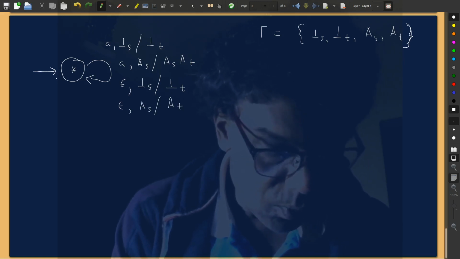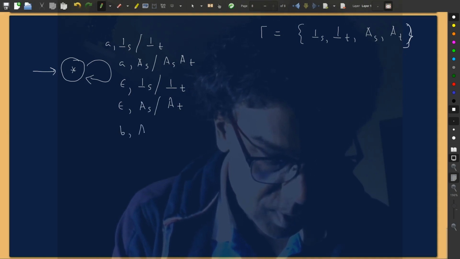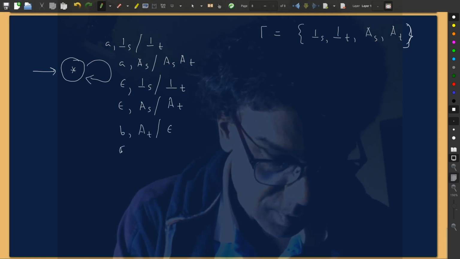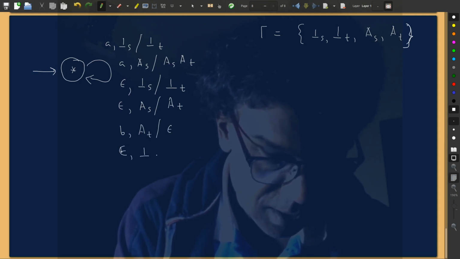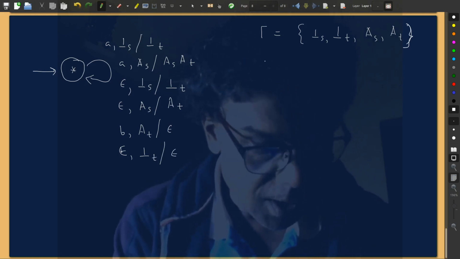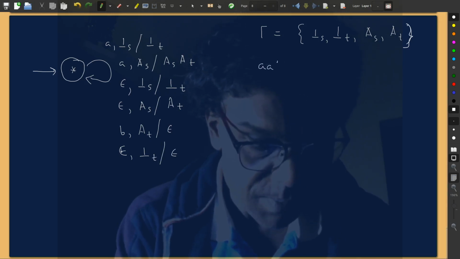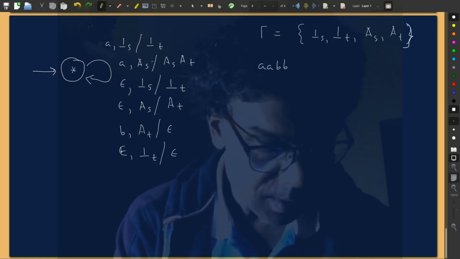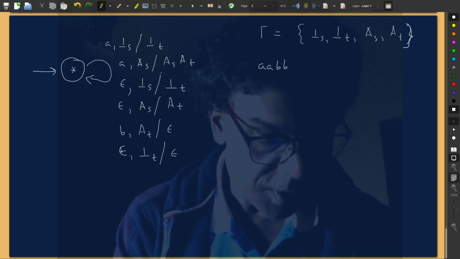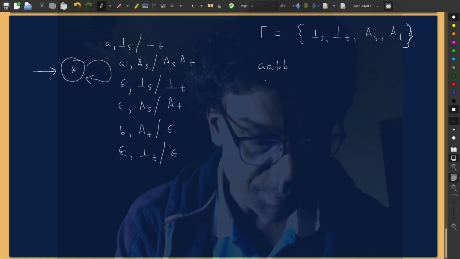And what will you do in state T? Read B, T, epsilon, B. Do not read anything. Eventual cleaning, this can be epsilon. Okay. So let us see what happens, this is the last example, what happens if the input is A, A, B, B. Okay. So these are just shorthand notations for that triple. And I have got rid of that T because that appears everywhere.